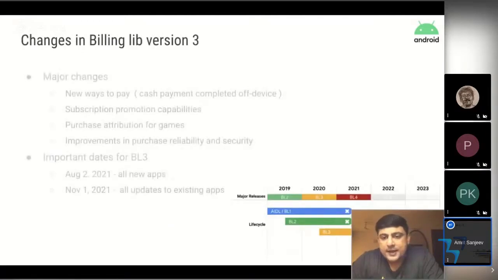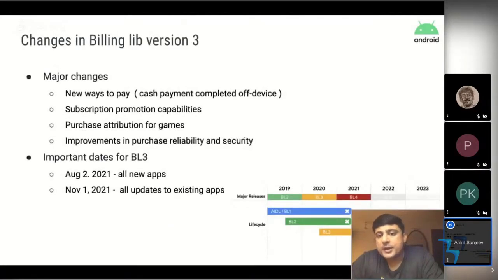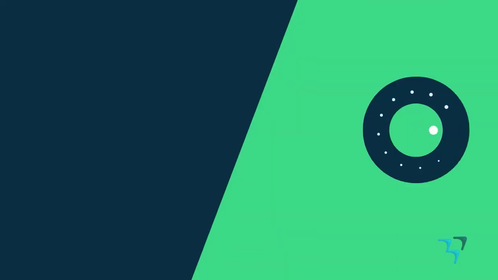Now, there are changes that I have brought about in billing version 3, which is right now available. There are new ways to pay. There is offline, off-device payment that is supported right now. There are subscription promotion capabilities that are added.